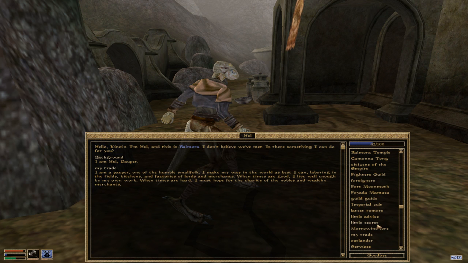I'm a pauper, one of the humble small folk. I make my way in the world as best I can, laboring in the fields, kitchens, and factories of lords and merchants. When times are good, I live well enough, by my own work. When times are hard, I must hope for the charity of the nobles and wealthy merchants.